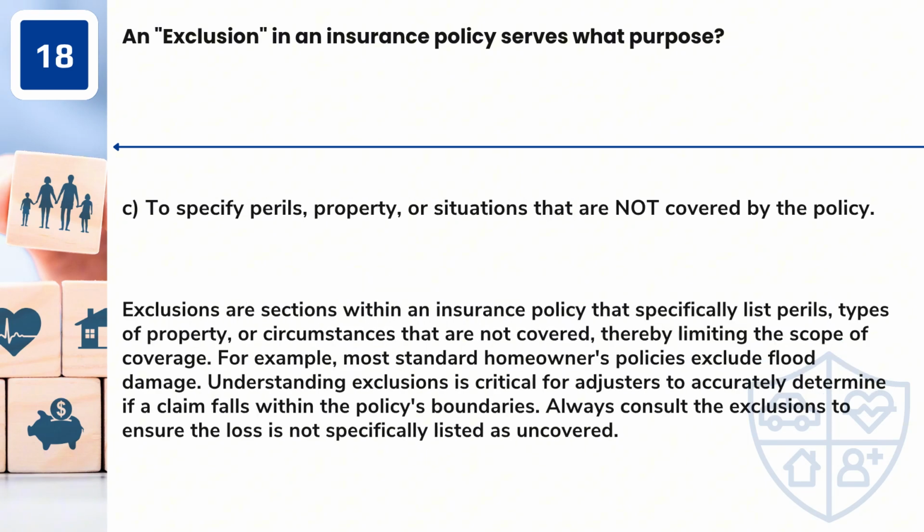Answer: C. To specify perils, property, or situations that are not covered by the policy. Explanation: exclusions are sections within an insurance policy that specifically list perils, types of property, or circumstances that are not covered, thereby limiting the scope of coverage. For example, most standard homeowners policies exclude flood damage. Understanding exclusions is critical for adjusters to accurately determine if a claim falls within the policy's boundaries. Always consult the exclusions to ensure the loss is not specifically listed as uncovered.